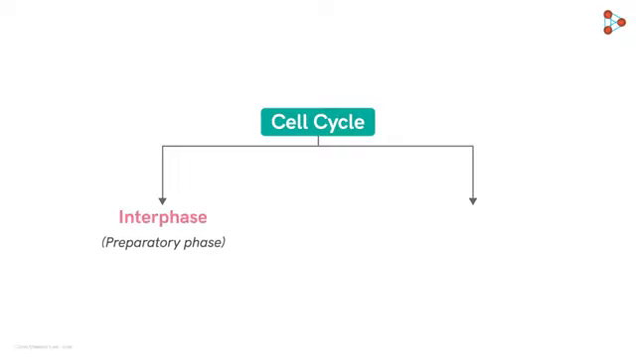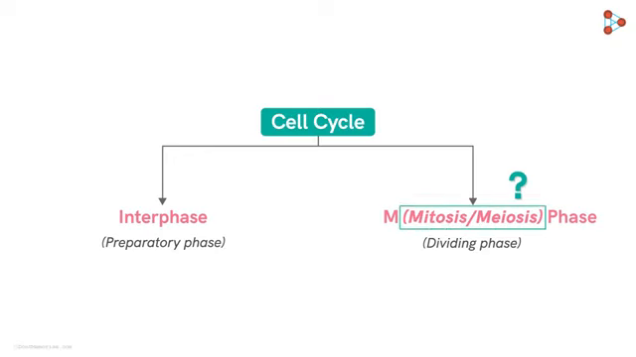And moving to the other phase, it carries out the scission of the cell. And what is that phase called? Correct. It's the M phase, where M stands for either mitosis or meiosis. And how does the cell decide whether to undergo mitosis or meiosis? Well, that depends on various factors and the type of cell undergoing division. Keep your eyes glued to the video to spot the differences between mitosis and meiosis.